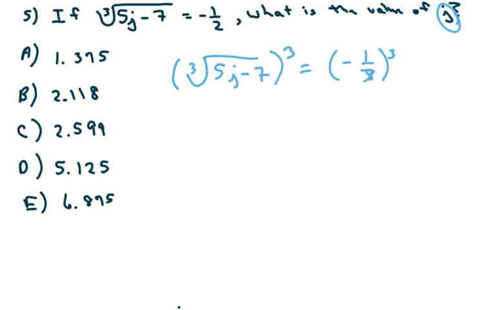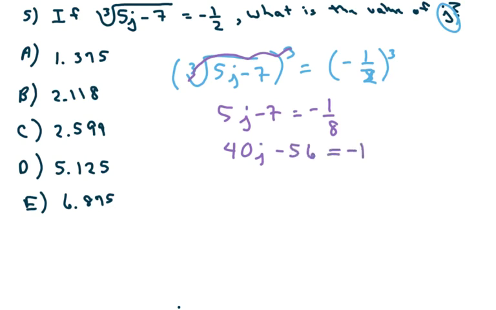Oops, not 1/8, that's 1/2. And then these cancel out, so you get 5j minus 7 equals -1/8. And from here, what I would do is go ahead and cross multiply. So you get 40j minus 56 equals -1.